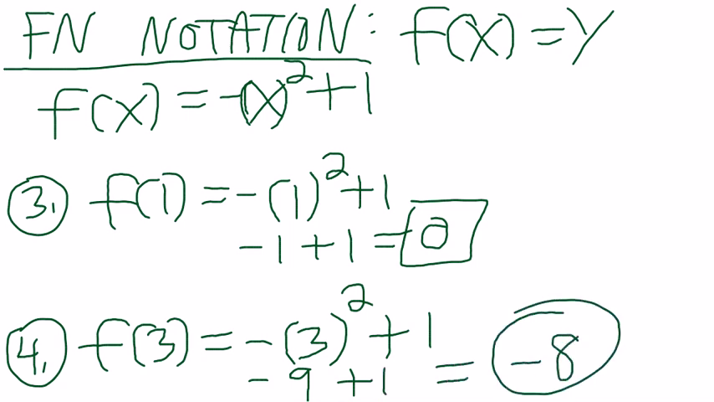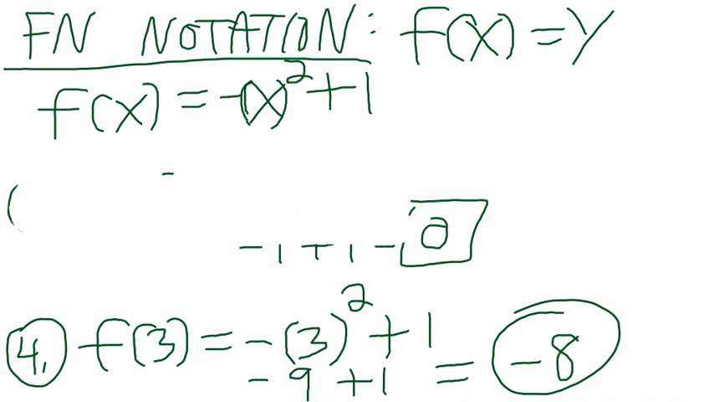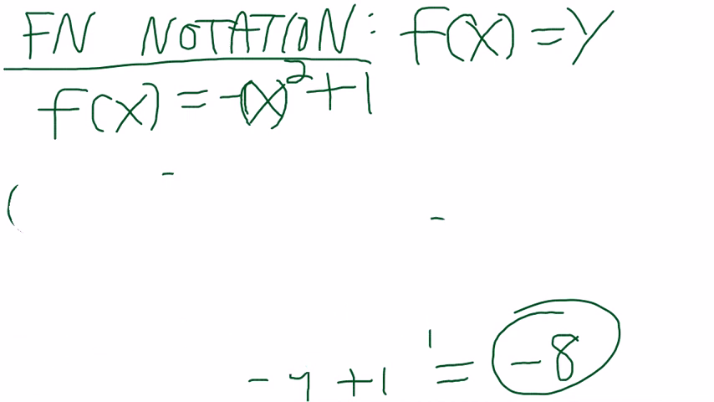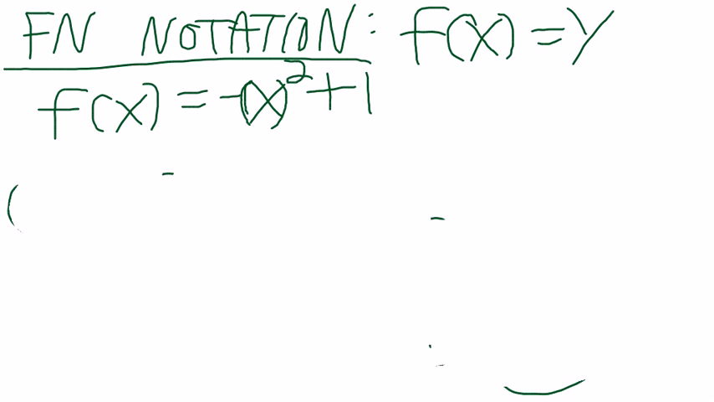So for number 3, it's just like saying evaluate the function when x equals 1. Number 4 is just like saying evaluate the function when x equals 3. But it's just in a different notation. Let's make it more abstract. Let's use this same one. Okay, I'm going to erase these two. But now I'm going to put in the function of x plus 1. Okay, which is what you have on your handout.